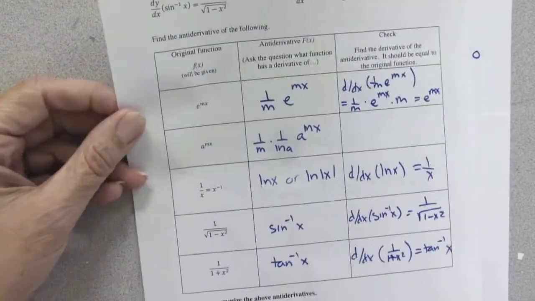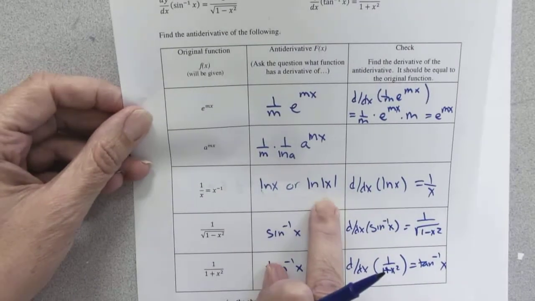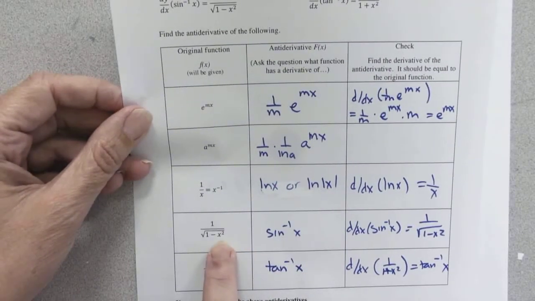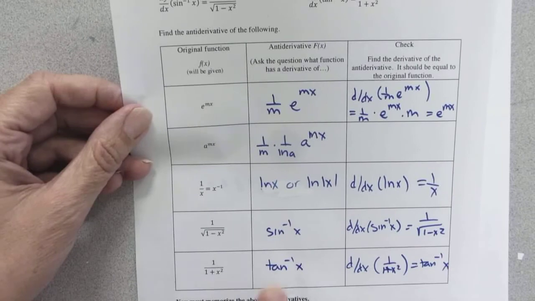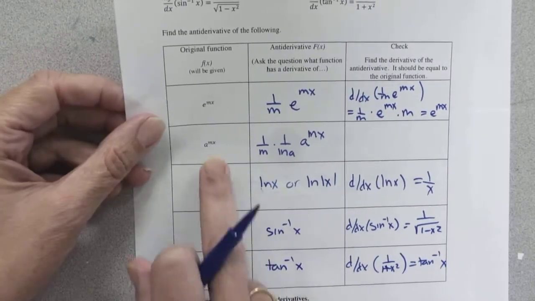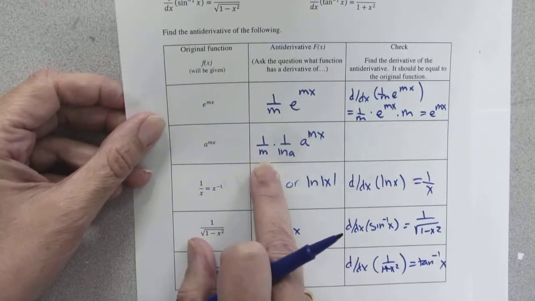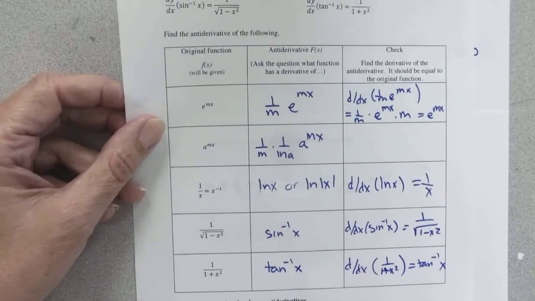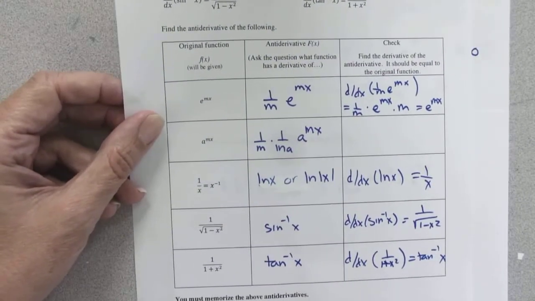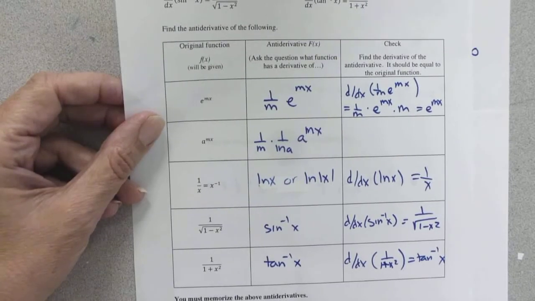Based on this last page here, the antiderivative of 1 over x was the natural log of x. The antiderivative of 1 over the square root of 1 minus x squared was sine inverse of x. The antiderivative of 1 over 1 plus x squared was tan inverse of x. And also this guy here, that the antiderivative of a to the mx was 1 over m, 1 over the natural log of a, times a to the mx. Again, not 5 pieces of new information. It's just your derivative statements turned backwards.